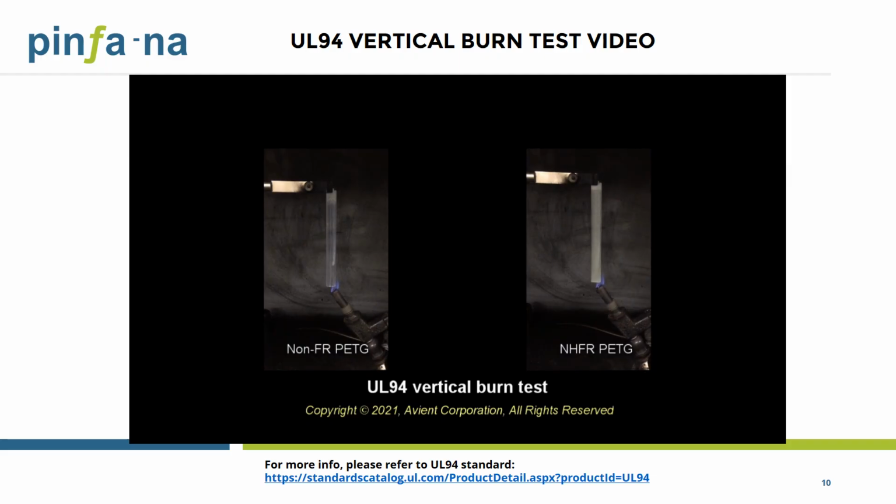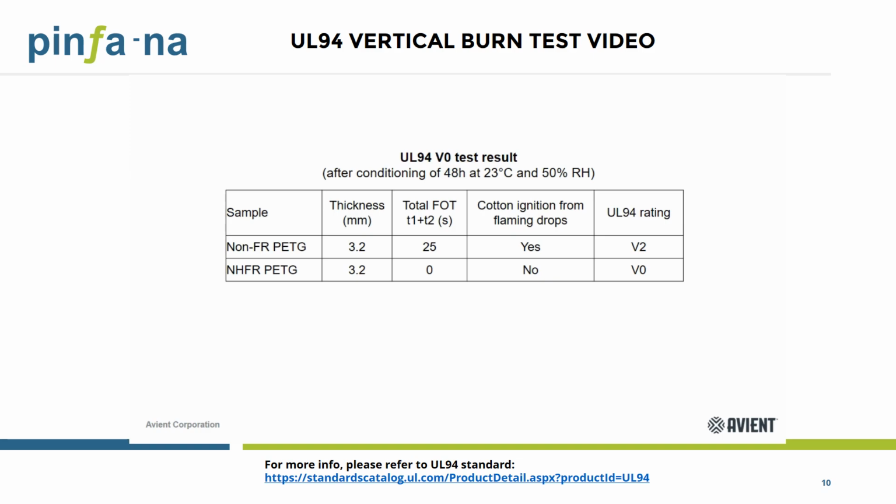Testing of two different samples is shown here side by side. The sample on left is a PETG control sample without any FR additive. The one on right is a non-halogenated flame retardant PETG sample. As you notice here, besides some flame out time difference between the two, the sample on left had a cotton ignition due to the flaming droplet, while the one on right didn't. So the sample on left is rated as V2, the other one is V0.